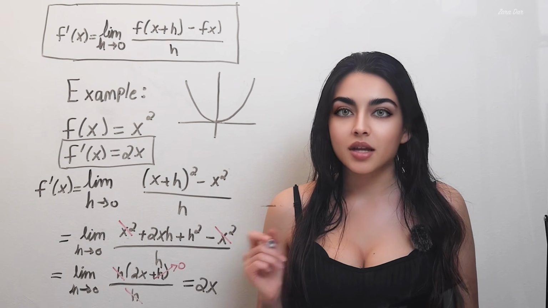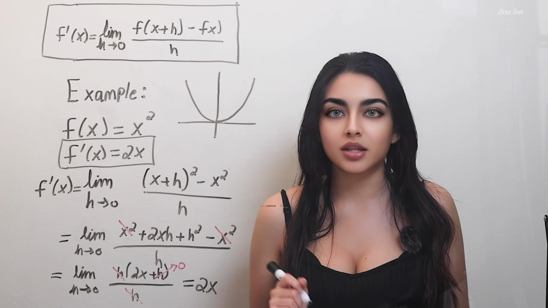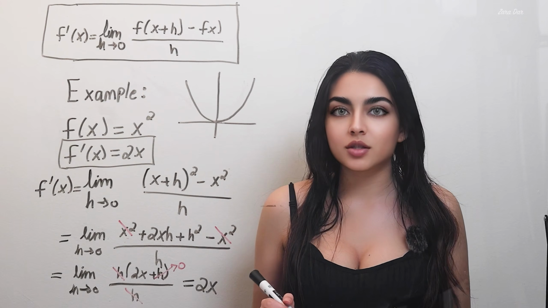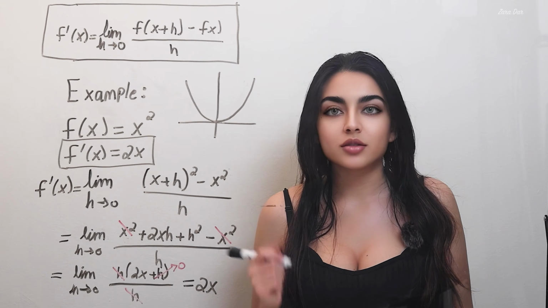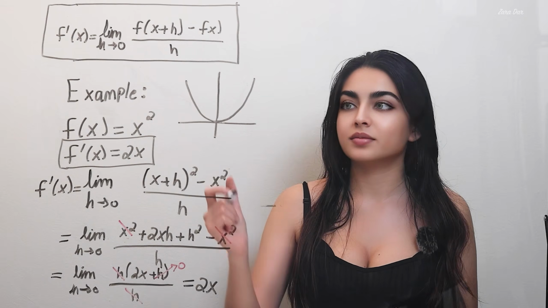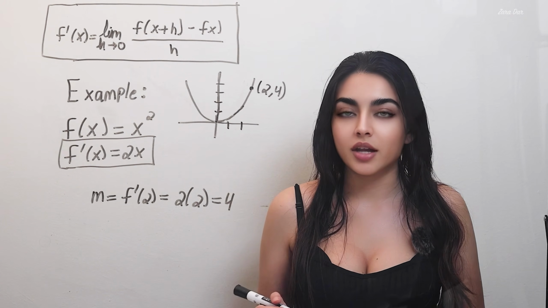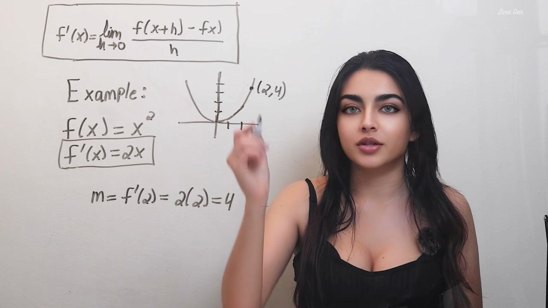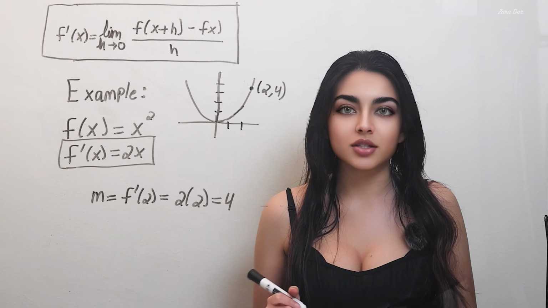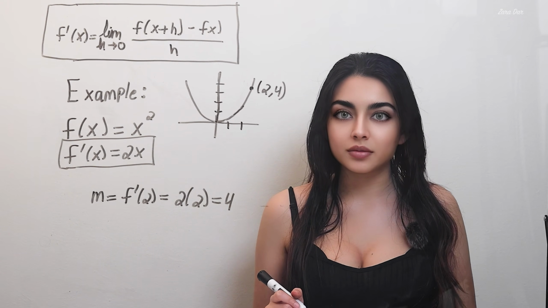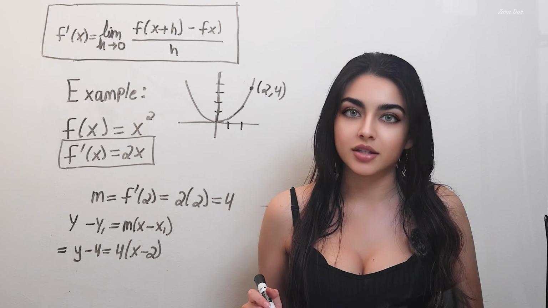And remember, conceptually, that the derivative is the formula for the slope of the tangent line. So if we want to find the slope for the tangent line at a specific point on the graph, say the point (2, 4), we can. Now we know that the slope is 4, and we also know that it goes through the point (2, 4). So we can write the equation for the tangent line using the point slope formula. And this is the equation for the tangent line.